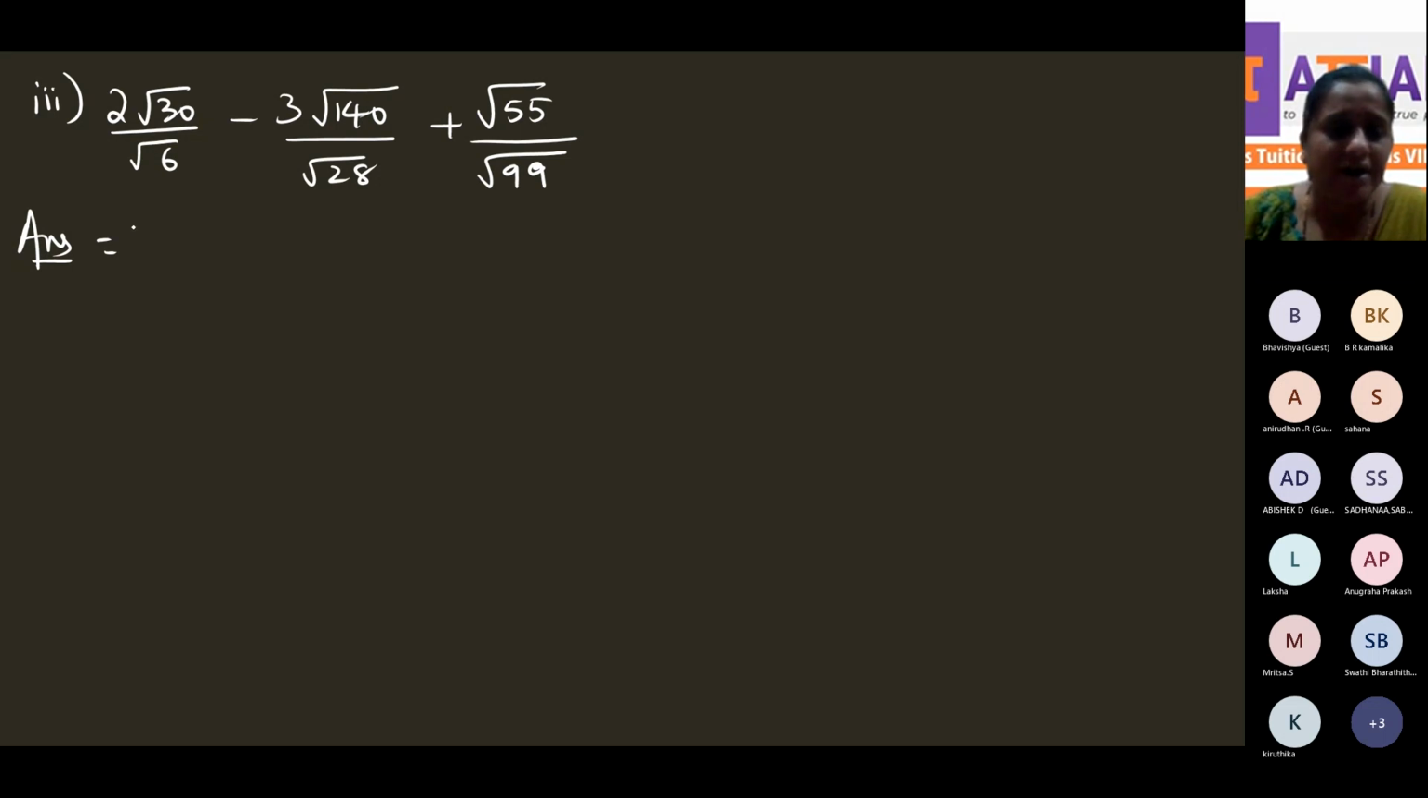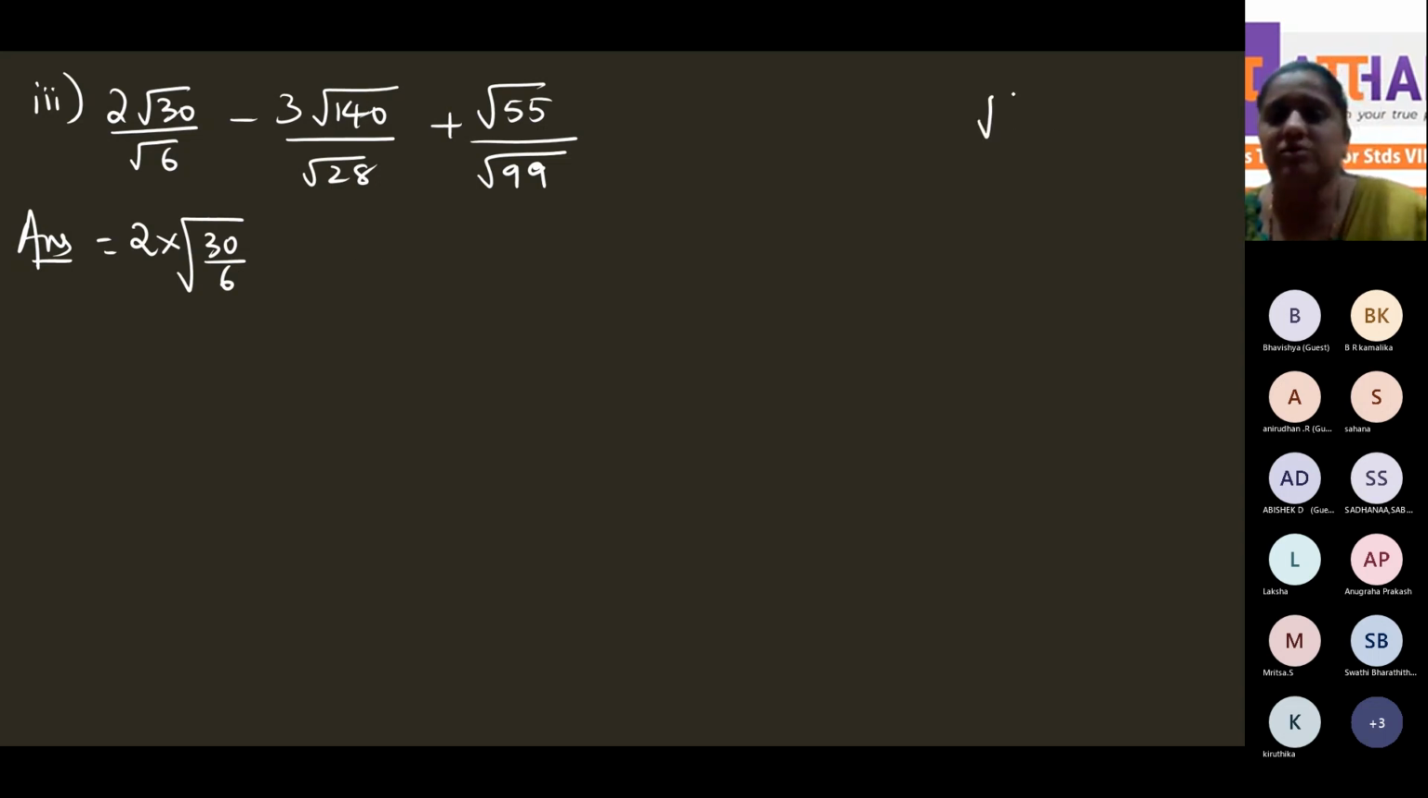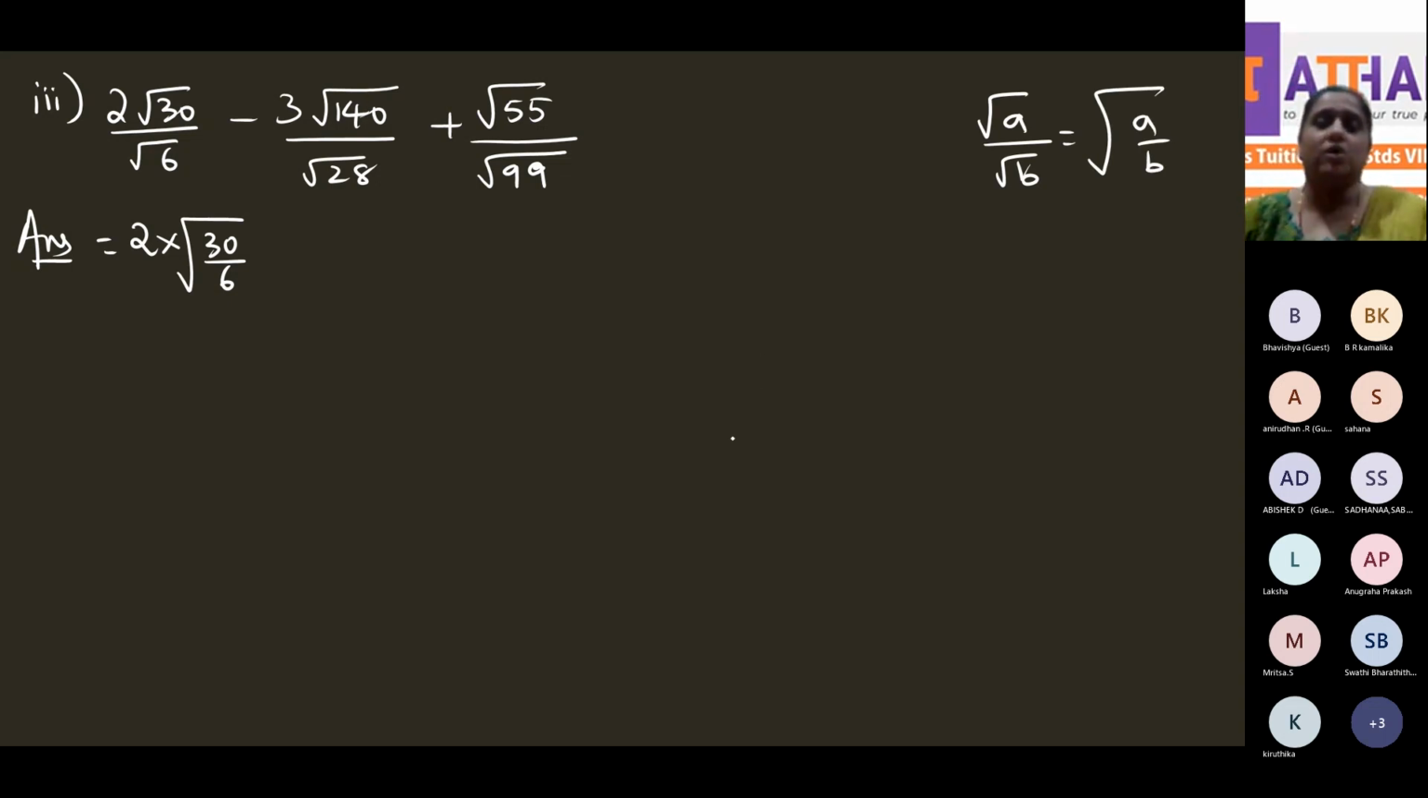So what you can do is write this 2 here and into √30 by √6 is root of 30 by 6, because both are under the square root. You should remember that root A by root B can be written as root of A by B. Both A and B are under the square root. So instead of using the square root individually for A and B, you can put one square root and write A by B. Similarly, if you have root A into root B separately under the square root, you can write it as root of A into B.